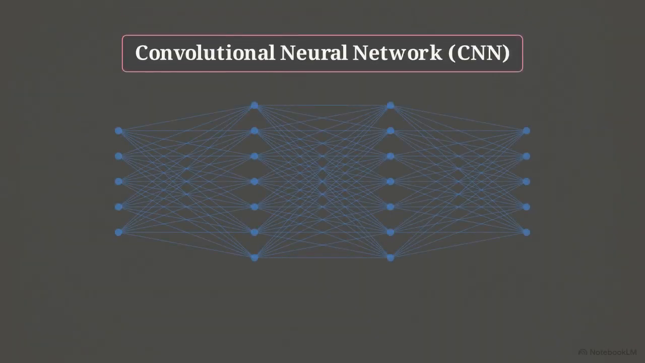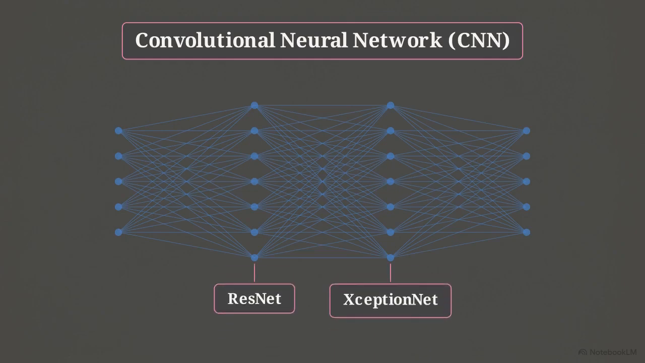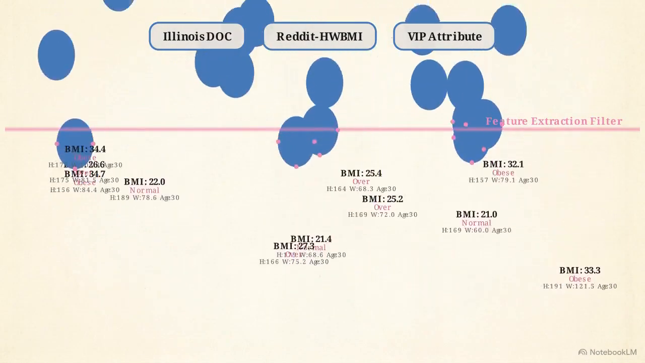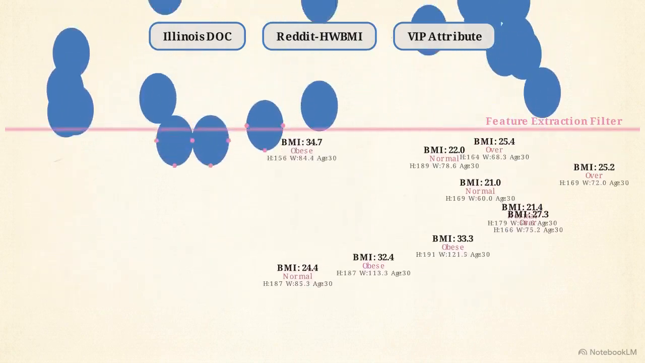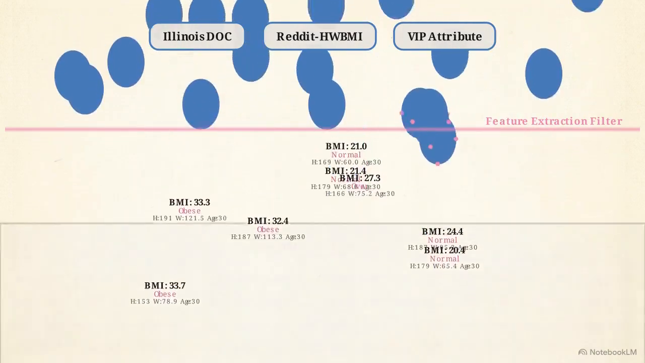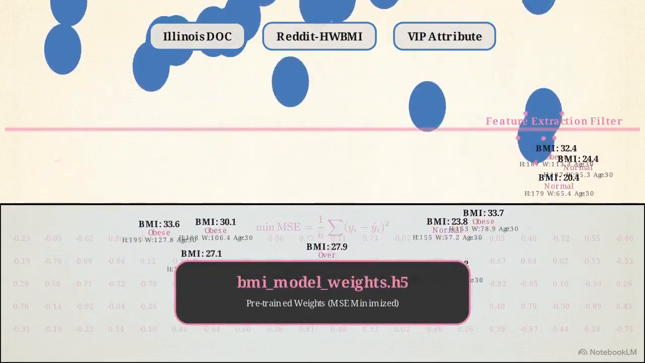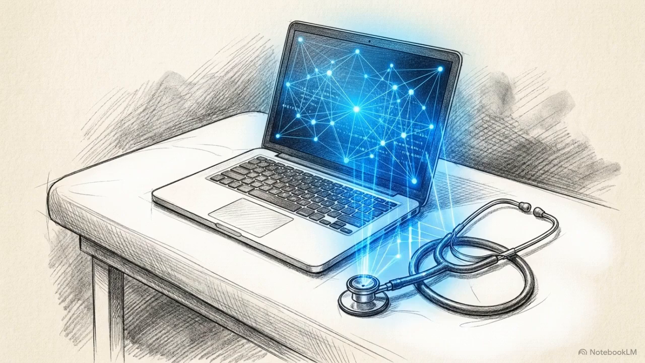Next, the system boots up the heavy lifting components, convolutional neural network architectures, specifically utilizing deep learning models like ResNet or XceptionNet. These networks are not starting from scratch. They carry pre-trained weights, meaning their algorithms have already analyzed tens of thousands of labeled public faces to learn how biological features correlate with physical weight. This initialization step gives a standard laptop the visual diagnostic experience of thousands of prior medical observations, ready to be applied to a new patient.